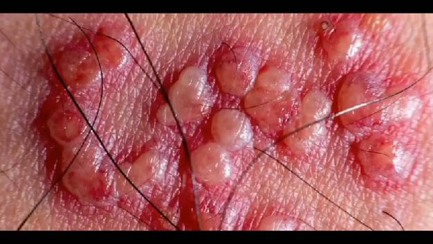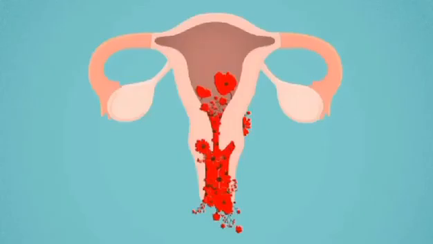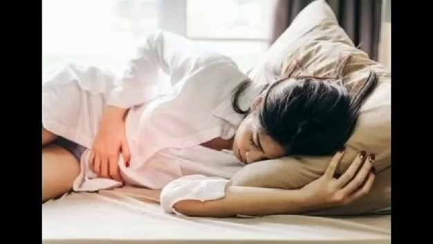Here are the signs and symptoms that might indicate an STD. Sores or bumps on the genital or in the oral or rectal area. Unusual or odd-smelling vaginal discharge. Unusual vaginal bleeding. Pain during sex. Next, lower abdominal pain.